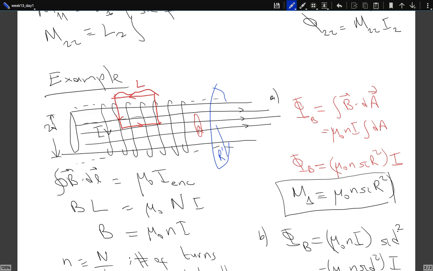So it doesn't matter. If you have these two systems, it doesn't really matter through which one you send the current and calculate the flux of the other one. Whichever one is easier, just do that one. Any questions?